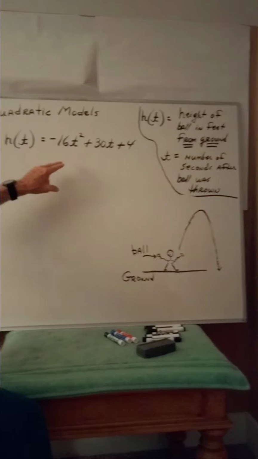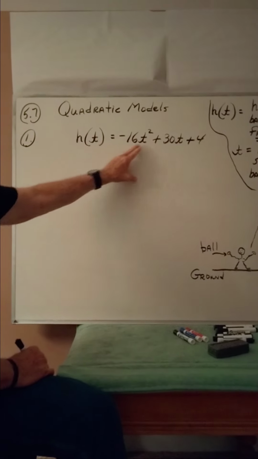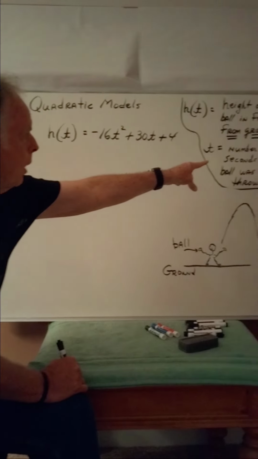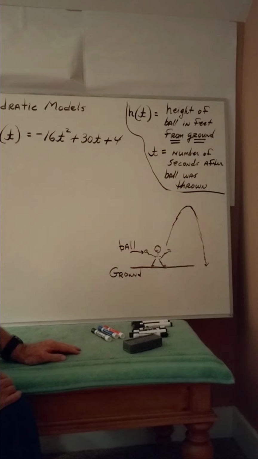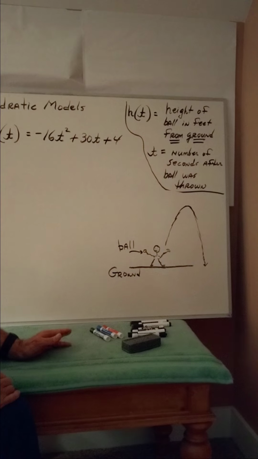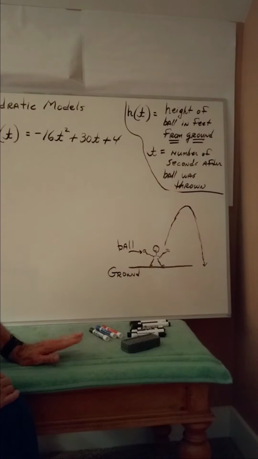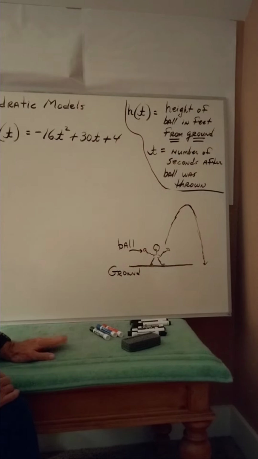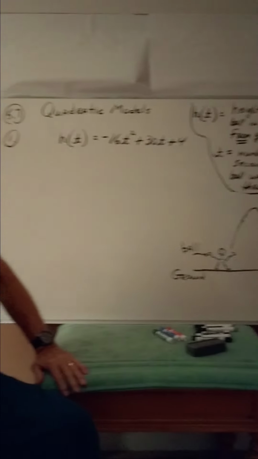And then the other key concept is the domain of t. The t, the domain, stands for the number of seconds after the ball has been thrown. T for time. Time in seconds. The number of seconds after the ball was thrown. Okay, so those are key to the problem.